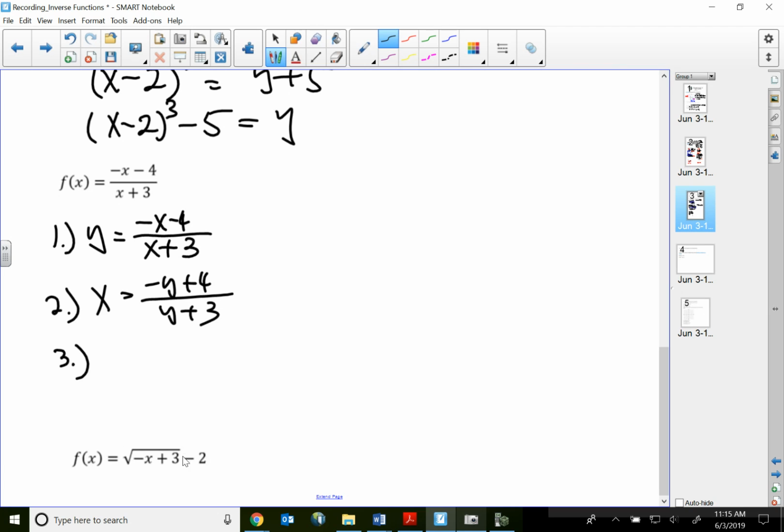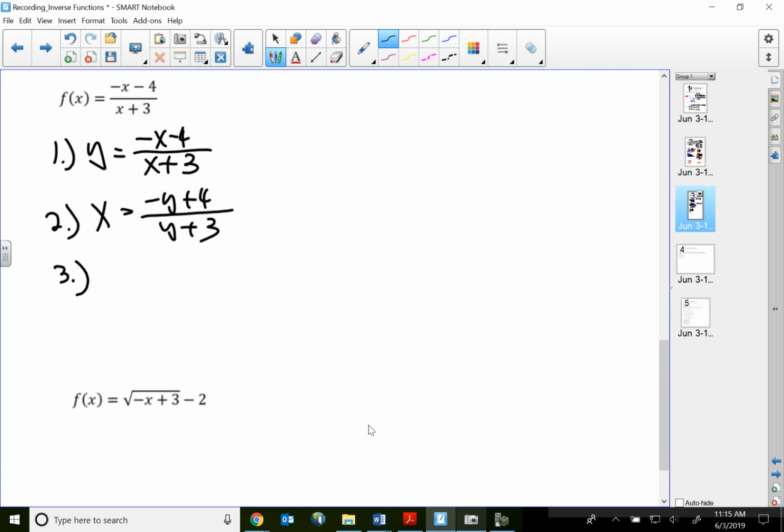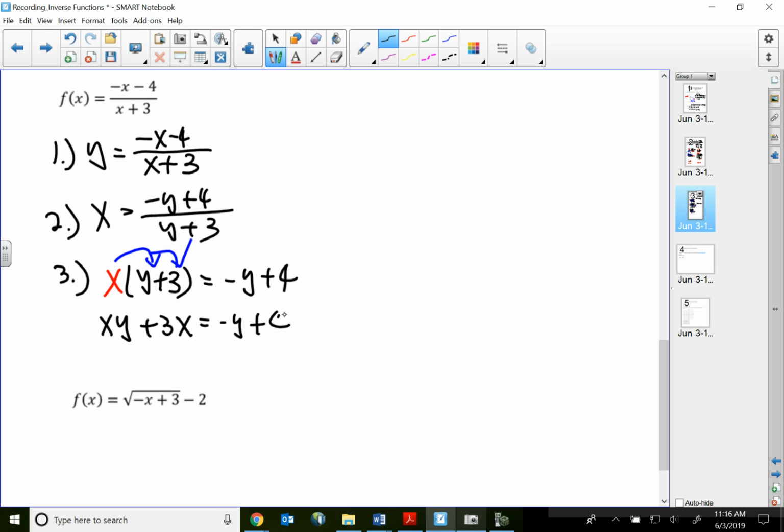All right, so same technique as earlier. x means x over 1. I can just use a little cross product. And then I should have x times (y plus 3) equal to negative y plus 4. Since my y is trapped inside the parenthesis on the left side, I got to do a distribution to bring it out. So that's xy plus 3x equal to negative y plus 4.